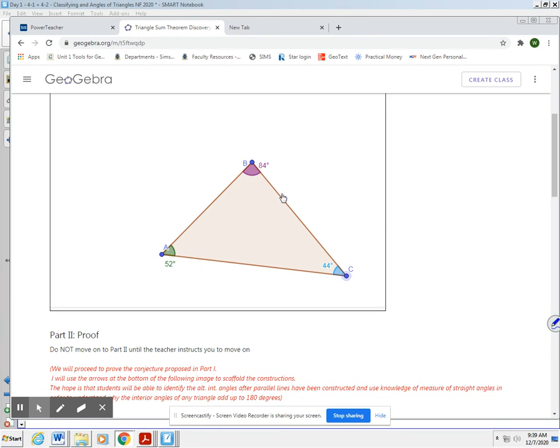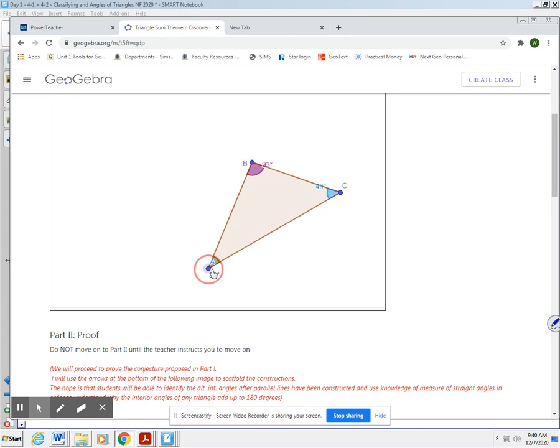Again, what's 84 plus 52 plus 44? In other words, I'm talking about the sum of the interior angles in a triangle. The answer is 180. Now watch, I'm gonna move this triangle, okay? And the angles are changing. What's 38 degrees plus 26 plus 115? Interesting, also 180 degrees. If I move it again, 78 plus 57 plus 44 is also 180 degrees.